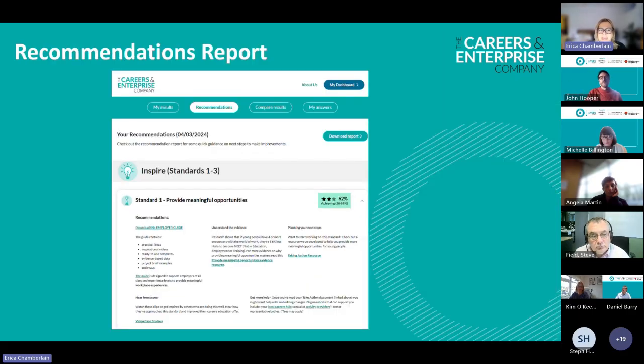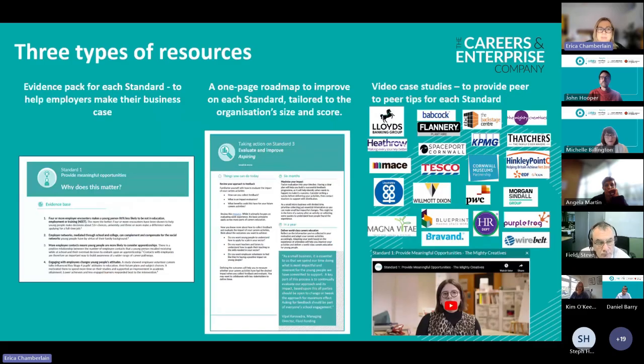Once you've had your results, the most important bit for us is that you then get your recommendations report. Within this, you get a rationale for each standard, and you get three types of resources for each standard that you can access. I'll just take you through in a little bit more detail what they are. For each of those standards, you would get a document that's tailored to your size and your score. So if you got aspiring, you'd get one set of resources. If you got achieving, you'd get another.